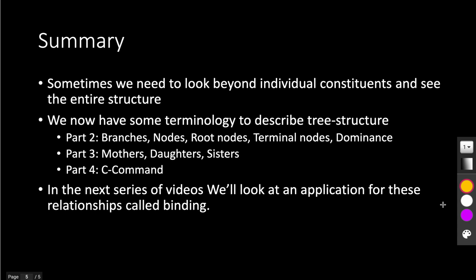In the next series of videos, we'll look at an application for these relationships called binding. And this has to do with fixing the reference of pronouns and nouns and reflexives, so things like Elliot and he and himself and herself and she and so on and so forth. And it's a really interesting and important area of syntactic theory, so I hope you watch those as well.